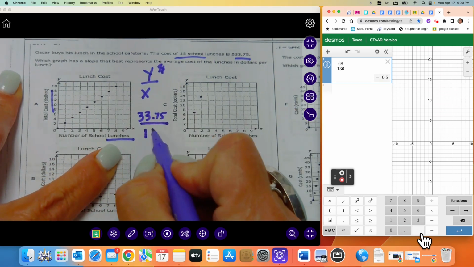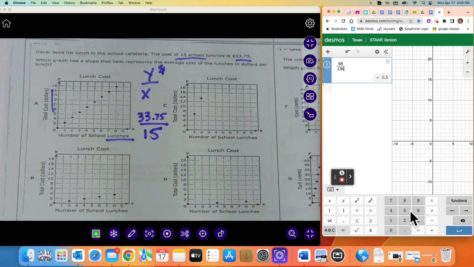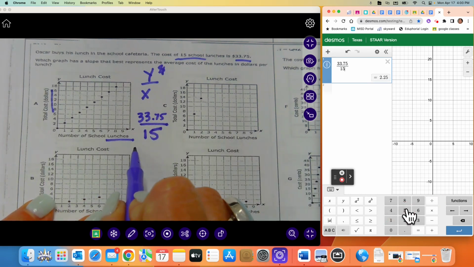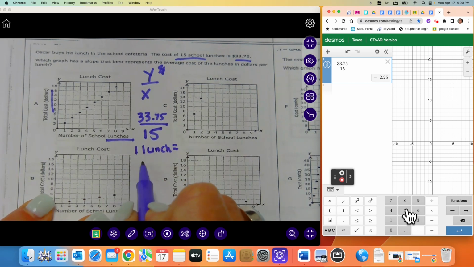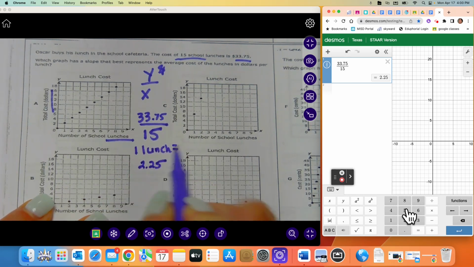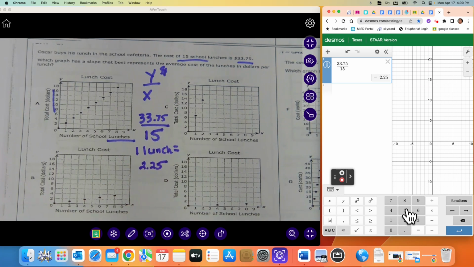So we're going to put it 15. Okay, so I'm going to come over here and I'm going to simplify. And what I'm looking for is the unit rate. I'm looking for how much it is for one lunch. So $33.75 divided by the 15 lunches. That tells me that one lunch costs $2.25.